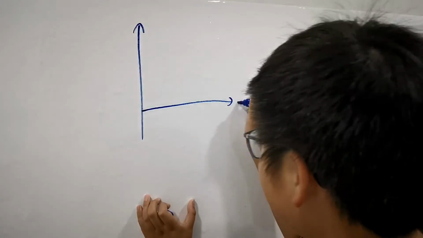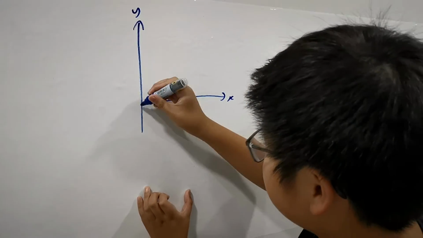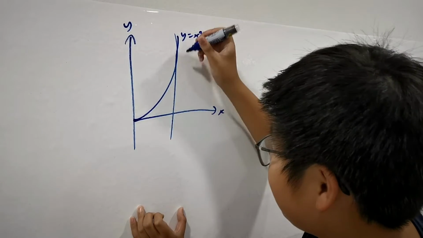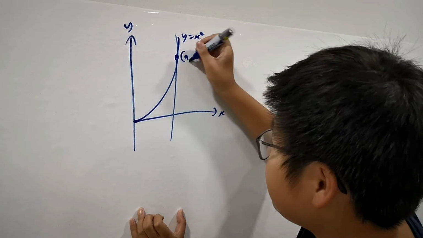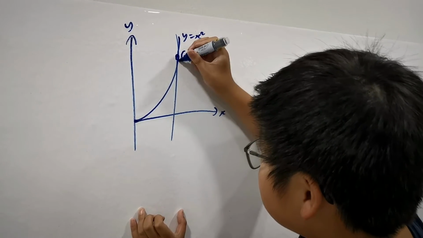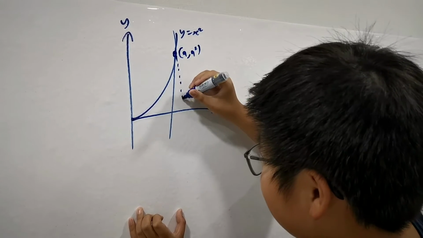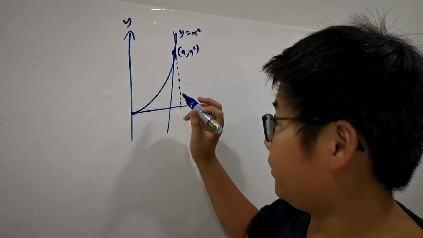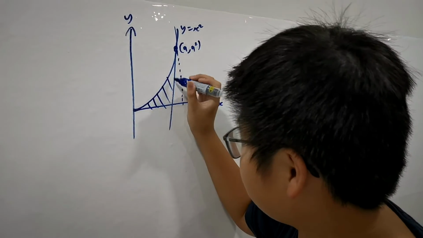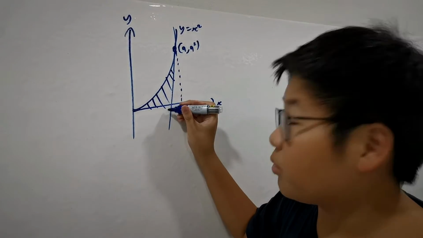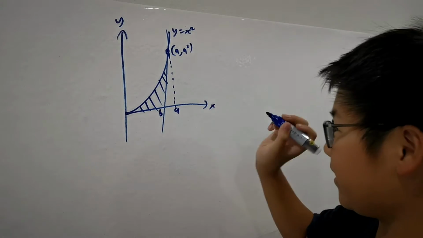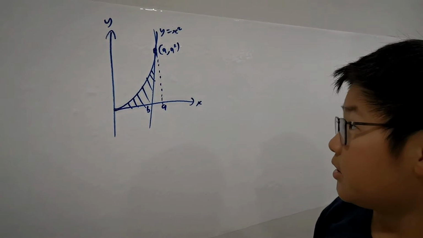So this is a graph, this is the x and y axis, this is y equals x squared, and this is the tangent, and this is the point a squared. So now we draw a line down here. The question asks to find the area bounded, essentially this area. So we mark a point here called B, and we mark a point here called A, because A is the x coordinate.